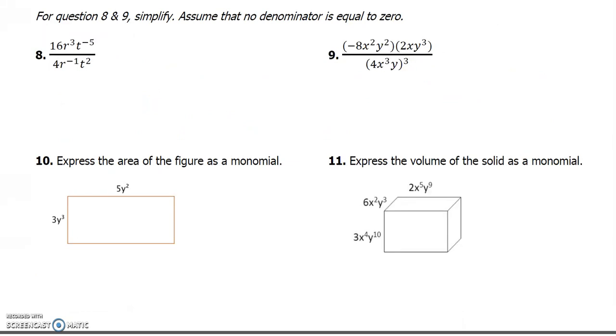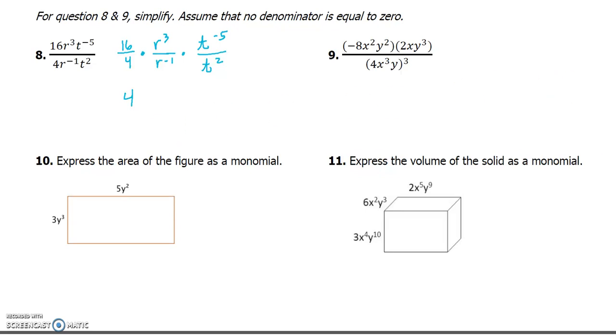Right, number 8, it looks like we have a division problem, so I'm going to rewrite this. So all I'm really doing is kind of pulling our like bases together and pulling everything else apart, just again to make it a little easier to see, kind of like when I regrouped on the multiplication problem. So coefficients, I've got 16 divided by 4, which will just give me 4. I have r to the 3rd over r to the -1.